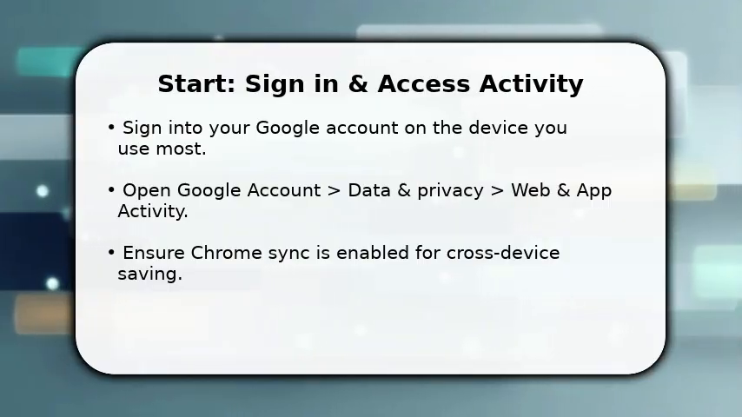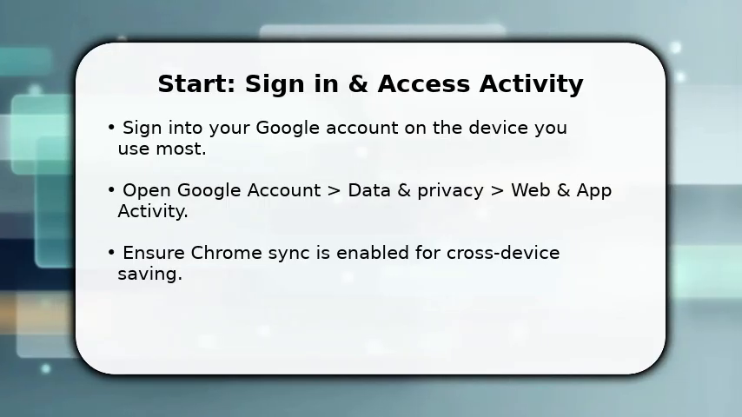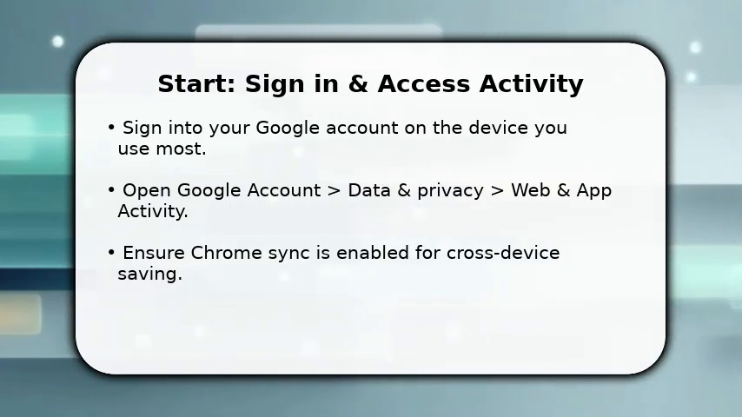You begin by signing into your Google account. This link searches to your profile. Once signed in, go to Google Account, open Data and Privacy, and tap Web and App Activity. This is where Google records searches and related activity.